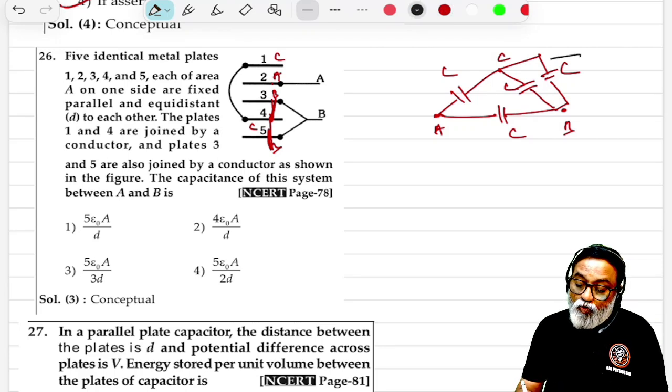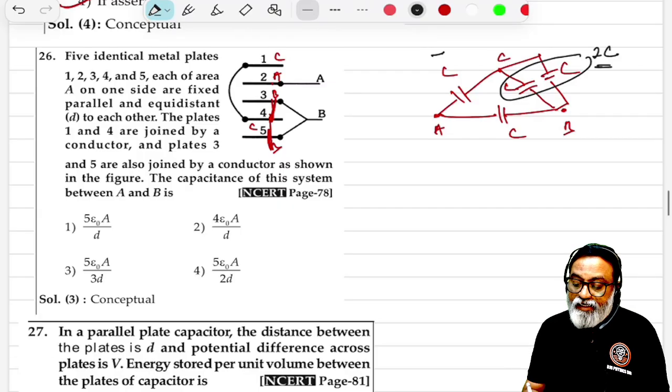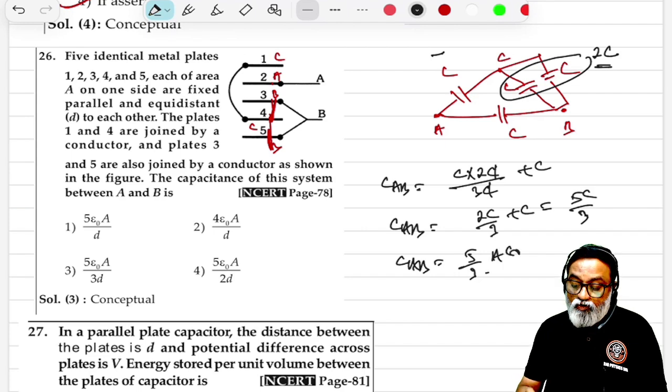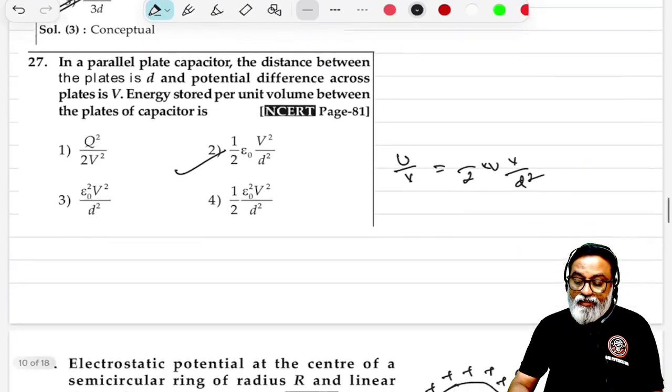Therefore these two are in parallel, therefore 2C, and this 2C and C are in series, and with this parallel C. Therefore C_AB is equal to C into 2C by 3C plus C. C can cancel, 2C by 3 plus C, therefore 5C by 3. Therefore C_AB is equal to 5 by 3 into C, where C means A epsilon 0 by d. Therefore 5 by 3 A epsilon 0 by d, option 3 correct.